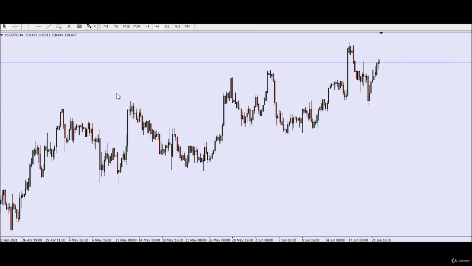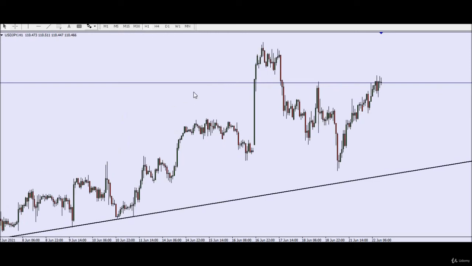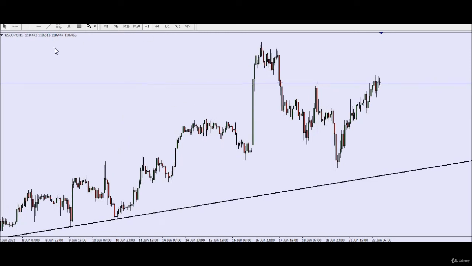This is the 4-hour time frame, just to show you that we are in an uptrend. So there is a bigger probability of successful trades to the upside. So let's move to the 1-hour time frame. We can mark our levels.